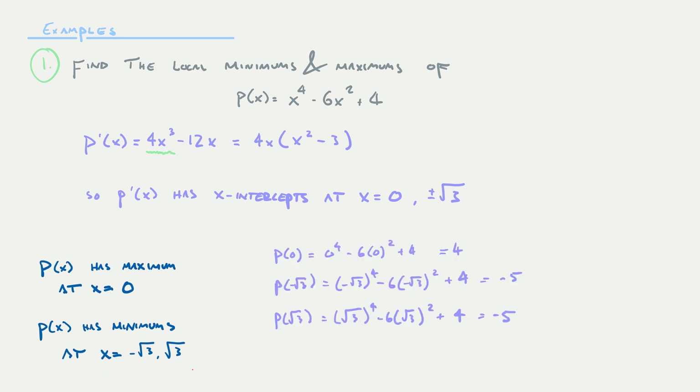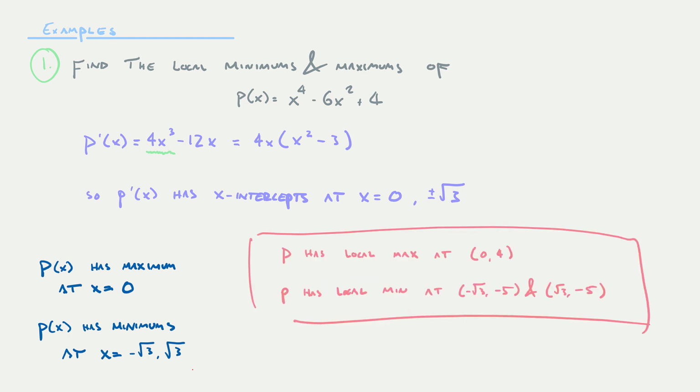So I went ahead and I did that. You can check my math here. But the moral of the story here is that P has a local max at the coordinates (0, 4), and P has 2 local minimums. One of them's at (negative root 3, negative 5), and the other one's at (root 3, negative 5). All right, and those pertain to this function.